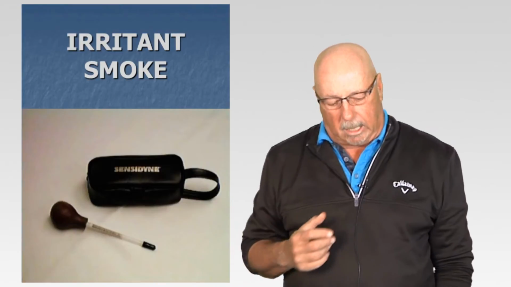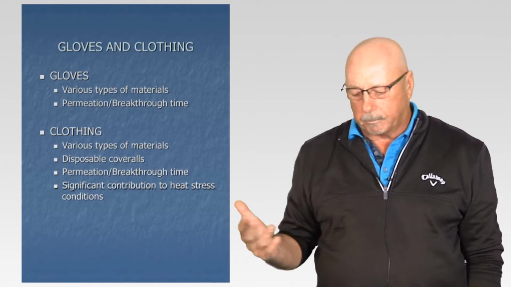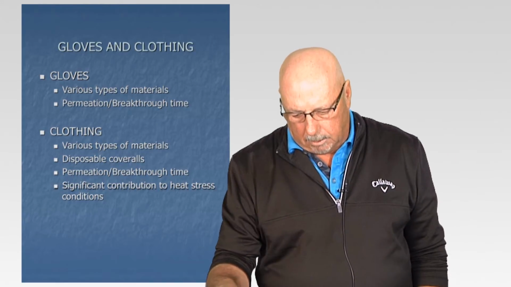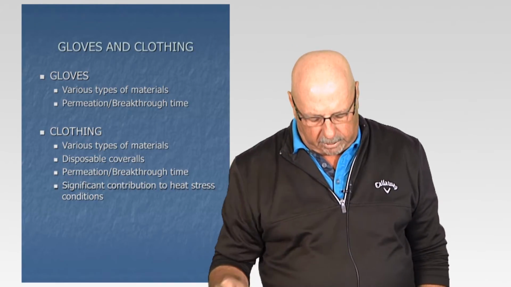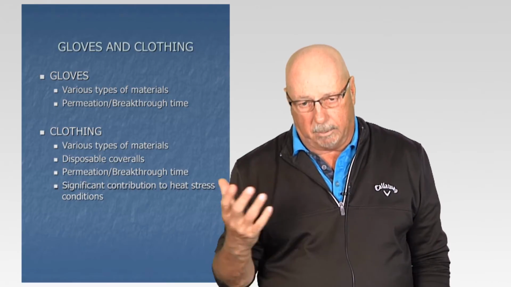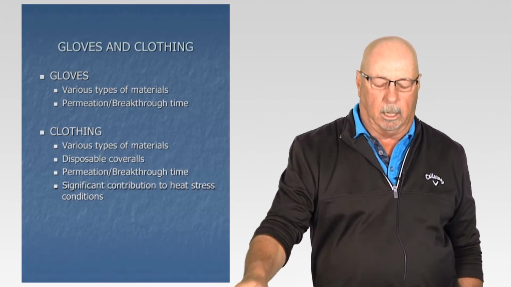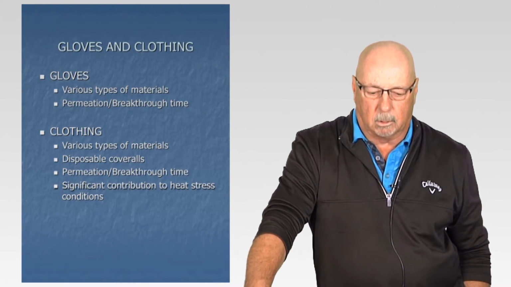Here's an example. We talked about irritant smoke. This is an example of a device that generates the irritant smoke inside that tube. There's a stannic chloride material that when it's aspirated out into the air, if you breathe it, it will cause you to cough.